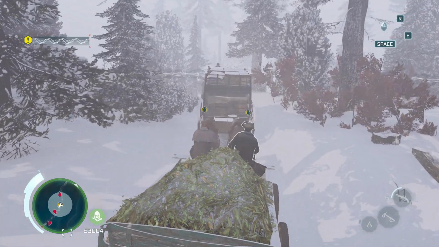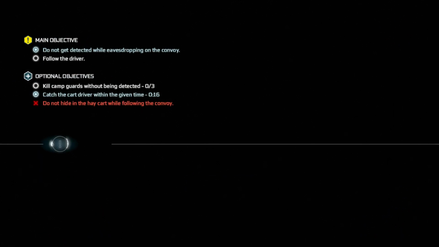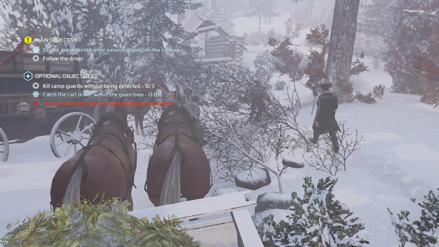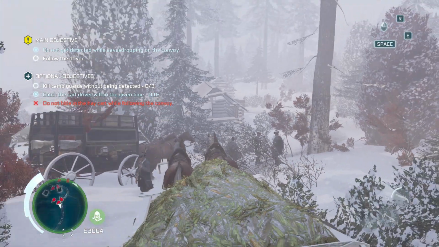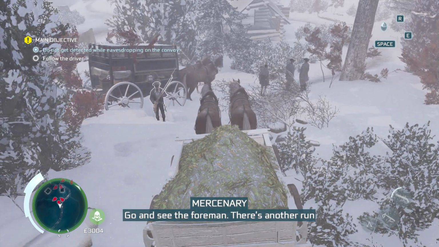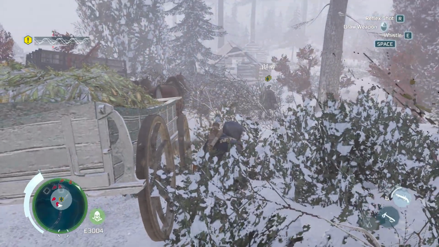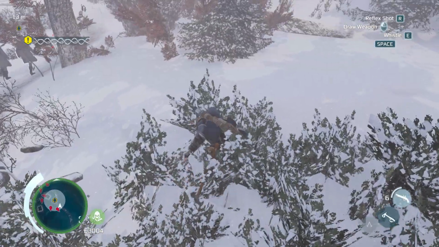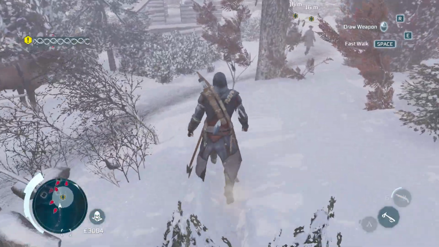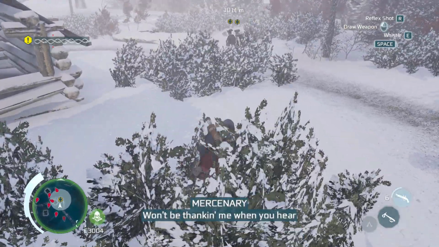After a little bit of travel, these guys arrive at their destination. Alright, looks to be in order. Go and see the foreman. There's another run planned for tonight. I'll go bring the rest. Oi, where's the foreman? Center camp, near the tree. Can't miss it. Thank you kindly. You won't be thanking me when you hear what he's got planned.